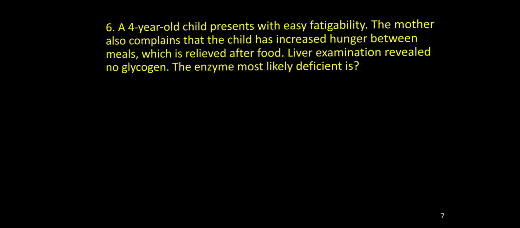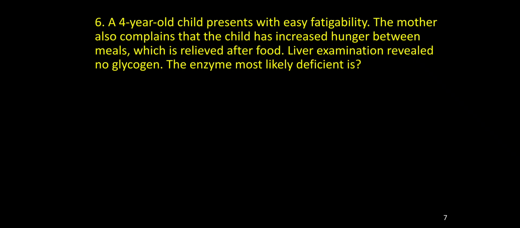Now another case, that is another MCQ. A 4-year-old child presents with easy fatigability. The mother also complains that the child has increased hunger between meals, which is relieved after food. Liver examination revealed no glycogen. The enzyme most likely deficient is? Now here the question is about which enzyme is most likely to be deficient in this case. From the age, 4-year-old, one thing.